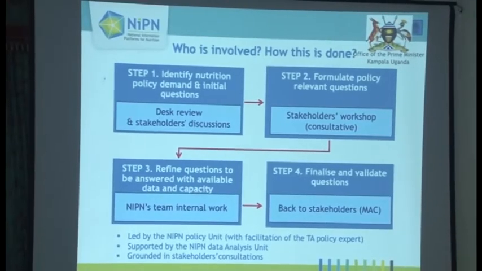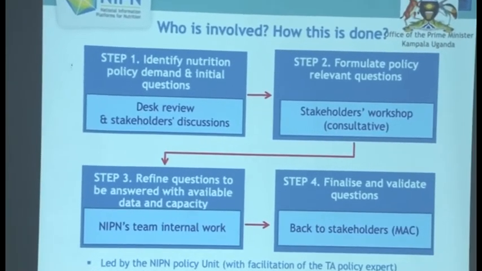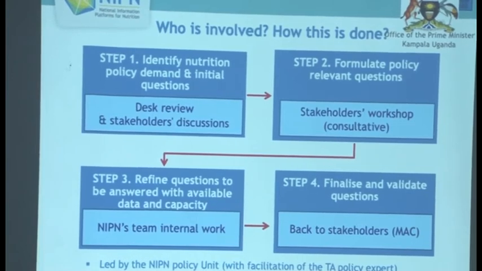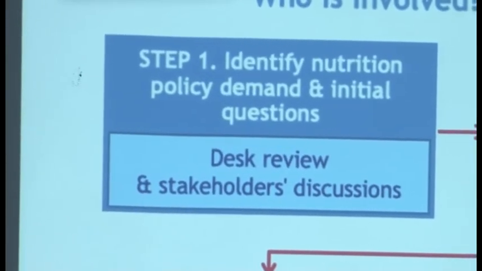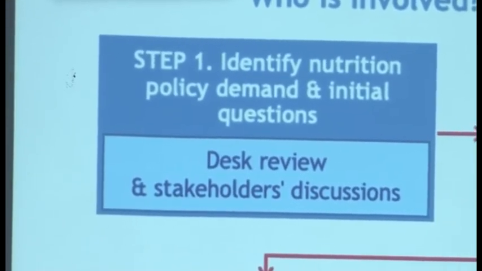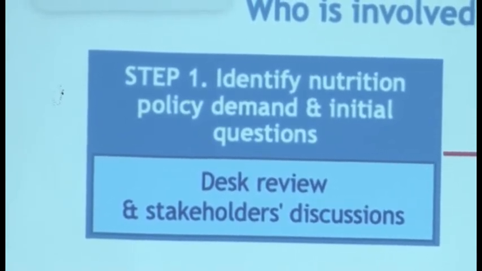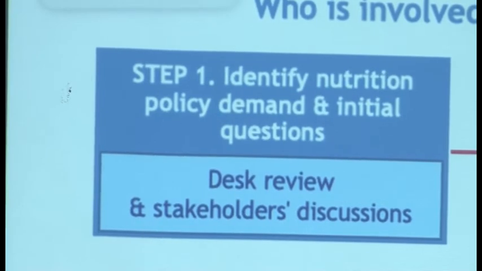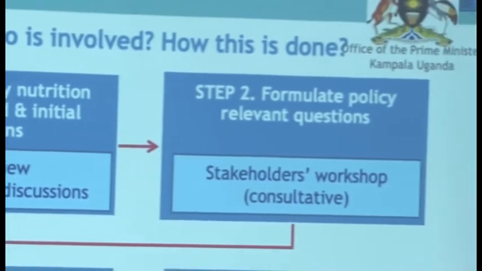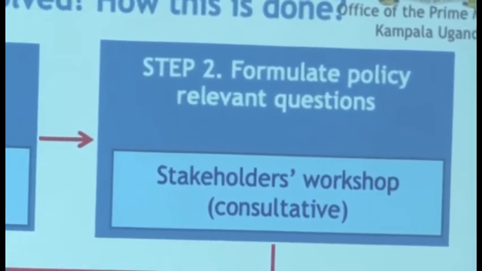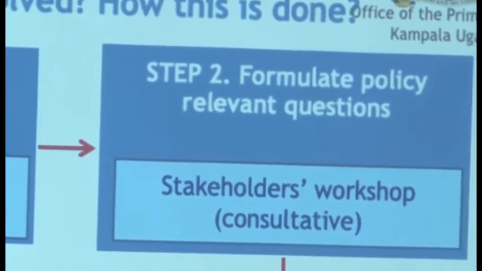On step 1, where we identify nutrition policy demand and initial questions, it can be through a desk review within your sector. You can review whatever information is there. It could be through discussions, like what we are going to do here in the group, reflecting on what we have been going through implementing, and the UNAP 2, we could generate some initial information from there. When it comes to formulating policy relevant questions, you can have it in the form of a consultative workshop, like this one. We can consult and come up with what we can.